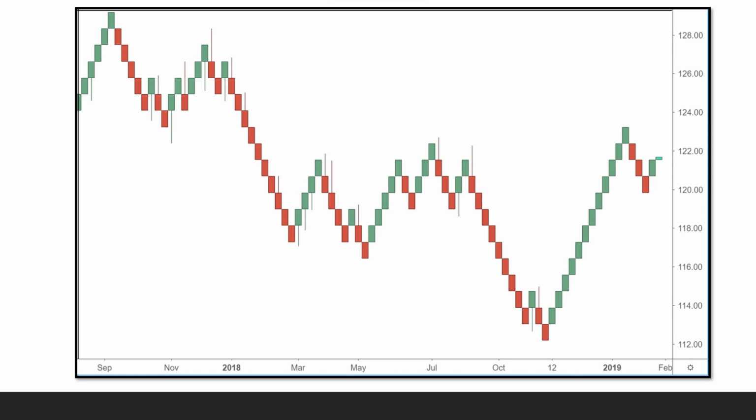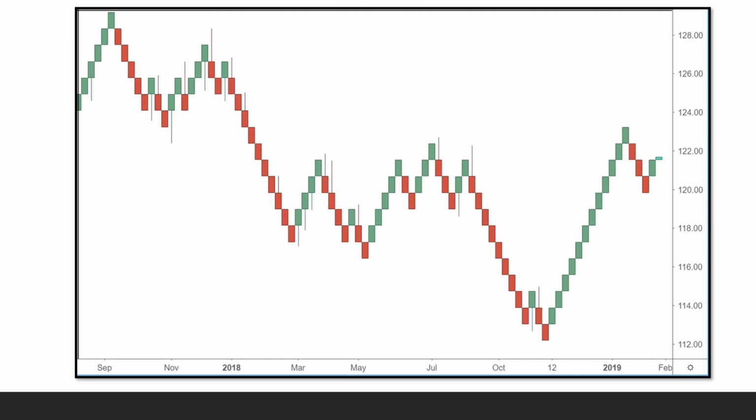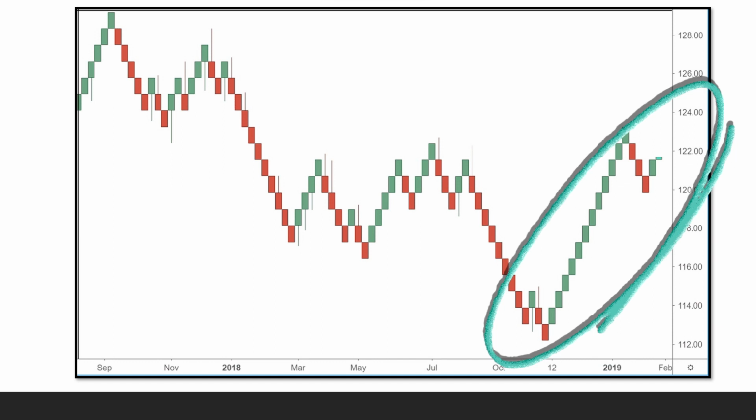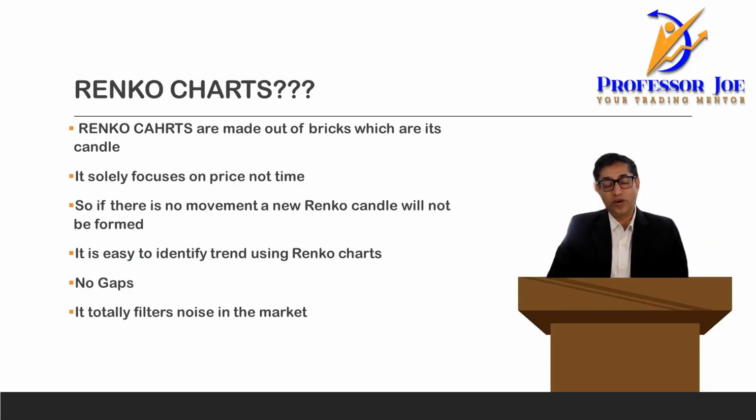Let us look at some of the key features of the Renko chart. Renko charts are made out of bricks, which are its candles. It solely focuses on price, not time. So, if there is no movement, no new Renko candle will be formed. It is easy to identify trends using Renko charts. There are no gaps in a Renko chart, and it totally filters the noise in the market, since there are normally no long tails or wicks on a Renko brick. These are some of the key features of a Renko chart.